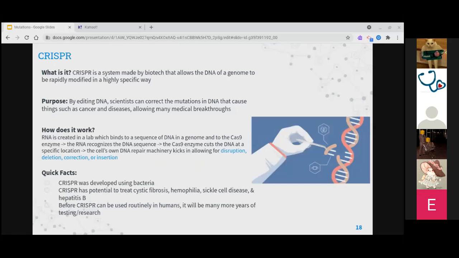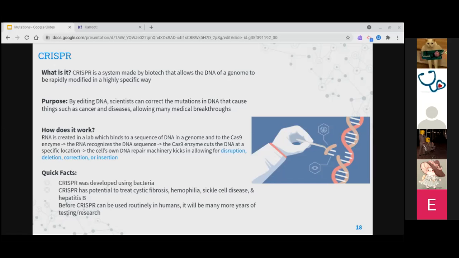To end off this presentation, let's talk about an advancement in biotechnology, CRISPR. CRISPR stands for Clustered Regularly Interspaced Short Palindromic Repeats. It is a technology tool that allows for the DNA of a genome, which is an organism's or cell's complete set of genes, to be rapidly modified in a highly specific way. CRISPR is a system that can disrupt DNA, causing gene inactivation. It can delete DNA and it can correct a gene or insert a new gene in a genome.